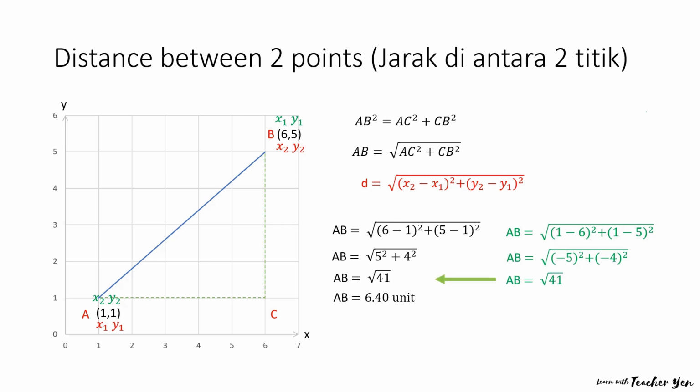You will still get the same answer, but to reduce the chances of mistakes, we use the bigger number minus the smaller number. To sum up, the distance D is equal to the square root of (x2 minus x1) squared plus (y2 minus y1) squared. So you can use this formula to calculate the distance between any 2 points on the Cartesian plane.